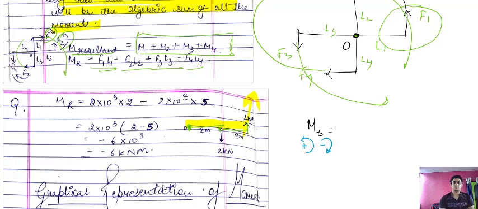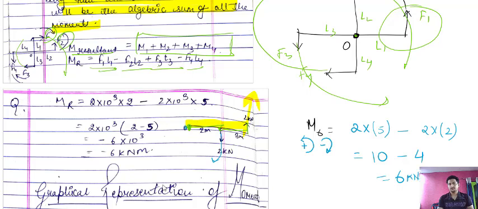Okay, now the anti-clockwise moment will be force into perpendicular distance, and force is applied in this direction, perpendicular distance will be 2 plus 3, that will be 5. Now the other force will produce a moment in clockwise direction, that will be minus 2 times perpendicular distance, which reduces to 2 now. For this force, the moment at point O will be force into perpendicular distance, and the distance will be 2 meter. So it will be 10 minus 4, that will be 6 kilonewton meter.